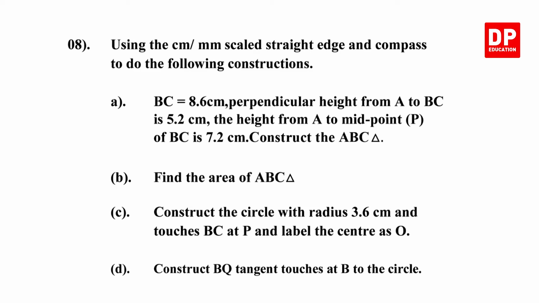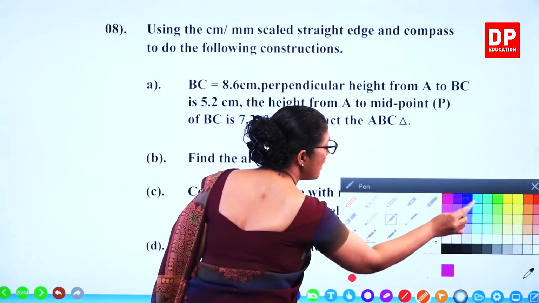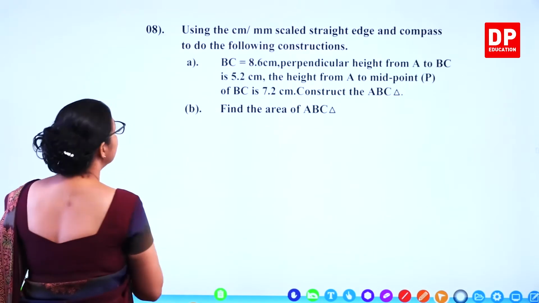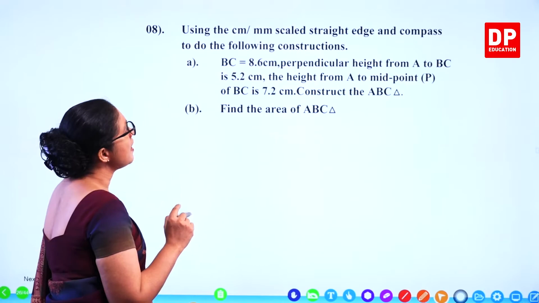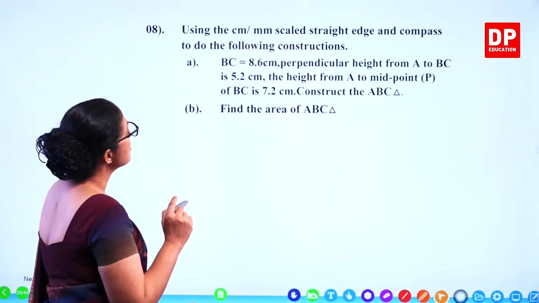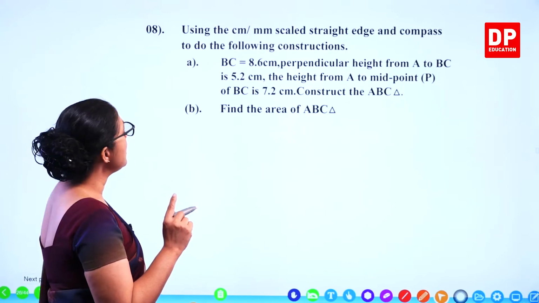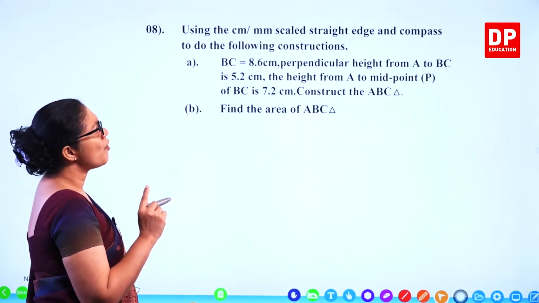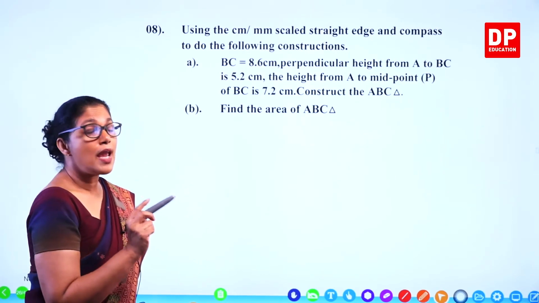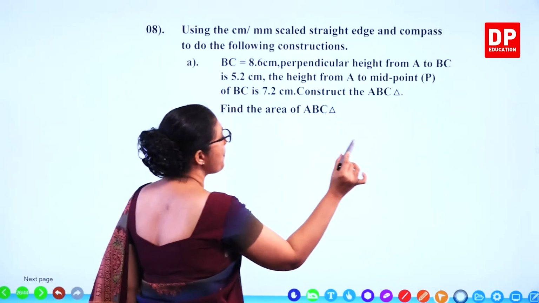Let's do question number 8. So this is about constructions. So you need to use the ruler and the compass. Using centimeter, millimeter scale, straight edge and compass to do the following constructions. So you have to draw BC 8.6, perpendicular height from A to BC is 5.2, the height from A to midpoint of BC is 7.2 and construct ABC triangle. So shall we sketch here and see?